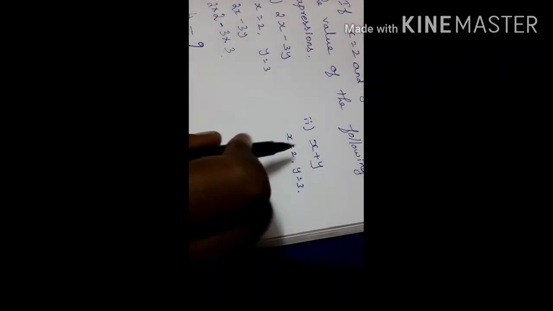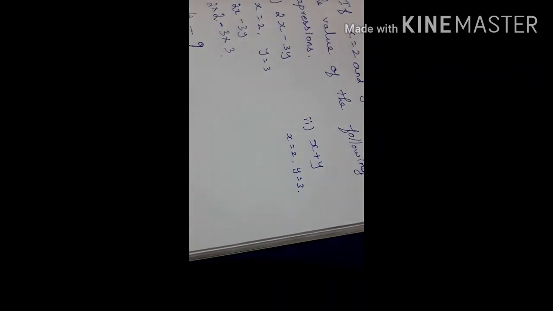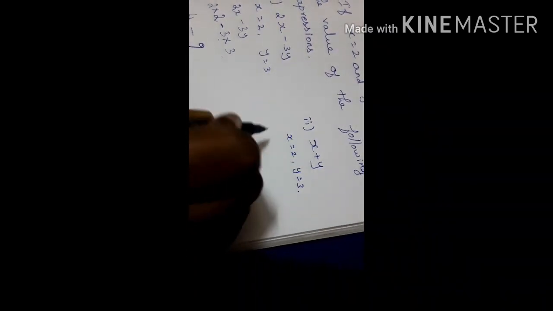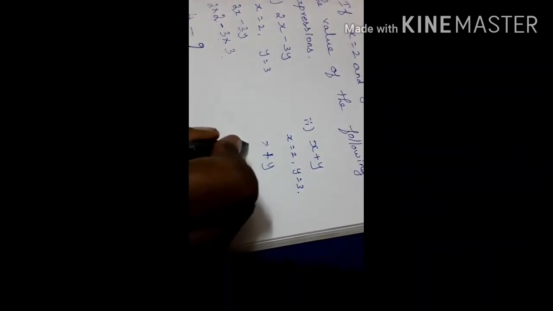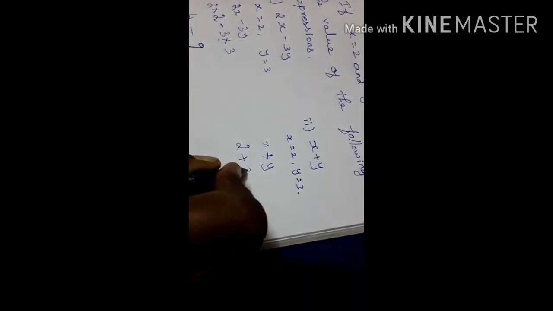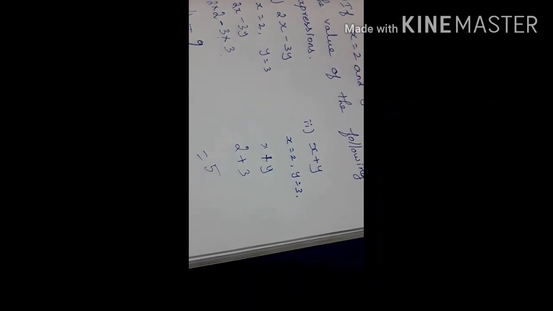Next, see the second question. x plus y. What is x? You just have to substitute the value. Substitute means instead of x, you have to write these values. x is equal to 2, plus y is equal to 3. So 2 plus 3 is 5. So the answer to the second question is 5. Instead of x, you substitute 2, and instead of y you substitute 3. Do the operations and find the values.